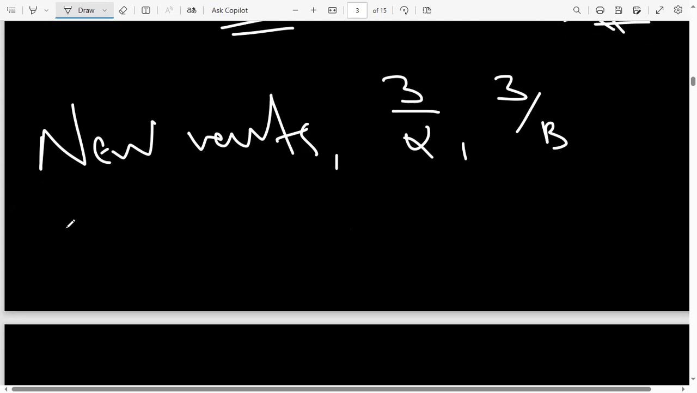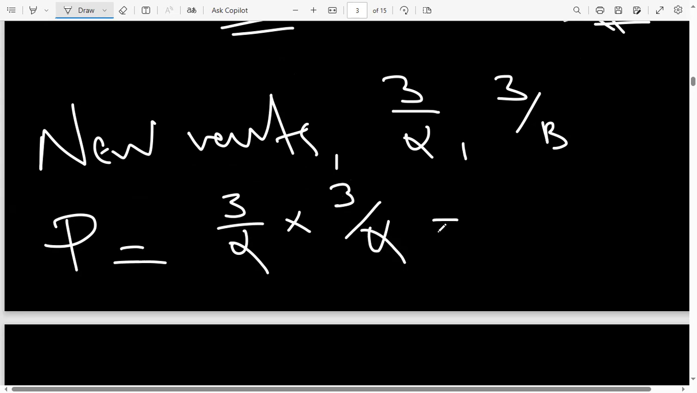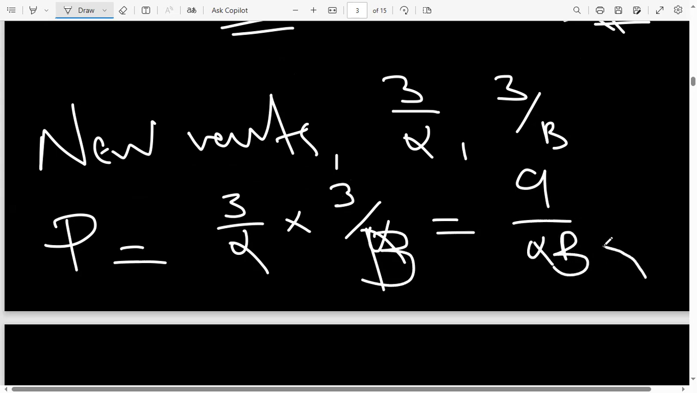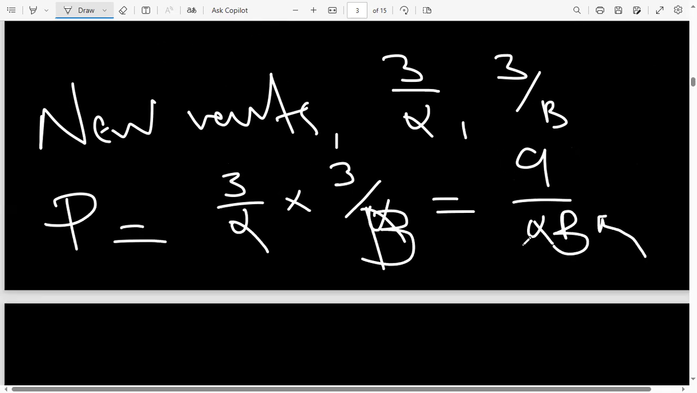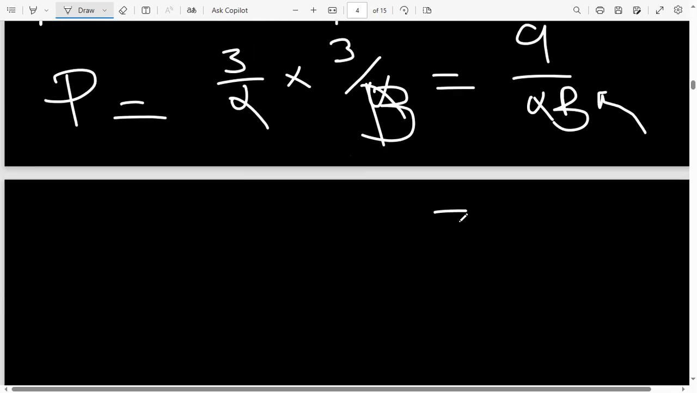So we start with the product. Let's multiply these two new roots. It will be 3 over alpha multiplied by 3 over beta, which is equals to 9 over alpha beta. But we know the value of alpha beta. It's just minus 6. This is alpha beta here, and this is alpha plus beta. So wherever there's alpha beta, I'm going to replace it with minus 6. The product is 9 over minus 6.